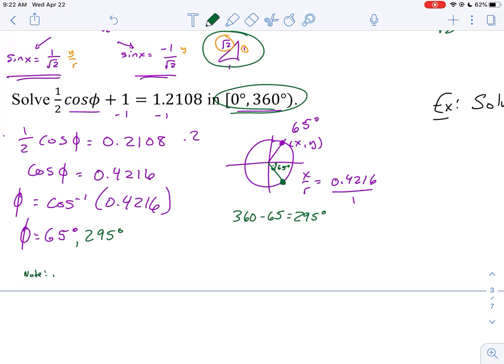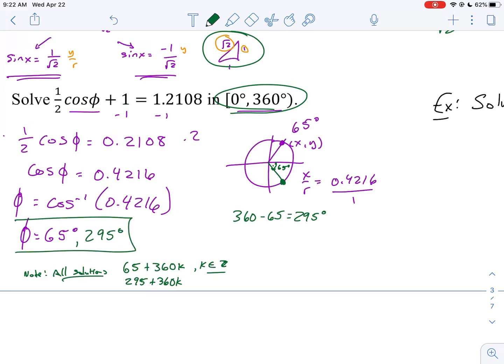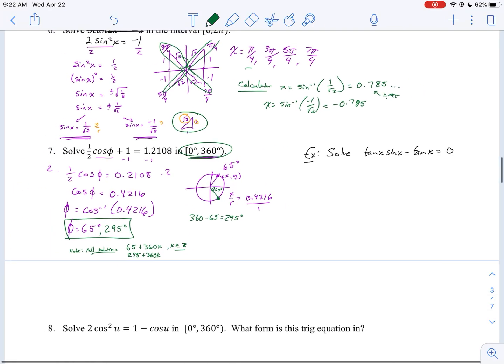Just a little side note, how would that change things if we need to give all solutions? We just put 65 plus 360k, where k is an element of the integers, and 295 plus 360k. You don't have to rewrite k as an element of the integers because you've already said what k is up here. And so this would be for all solutions. This is for just 0 to 360.